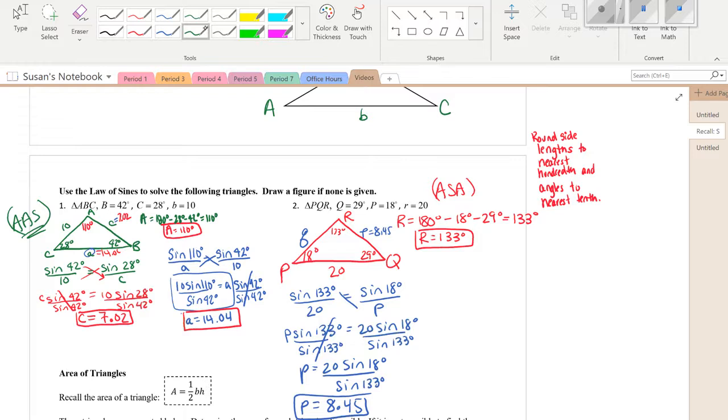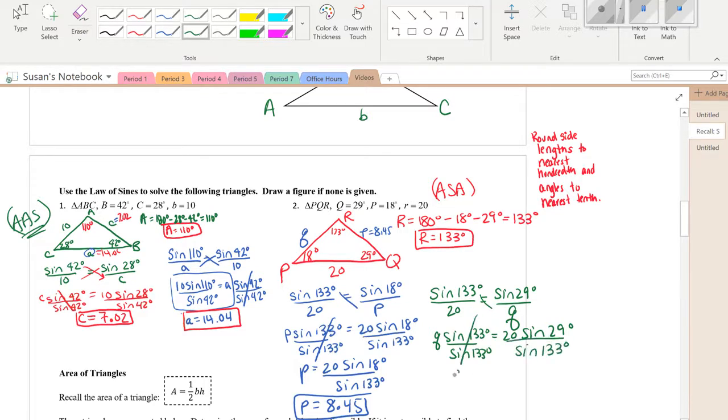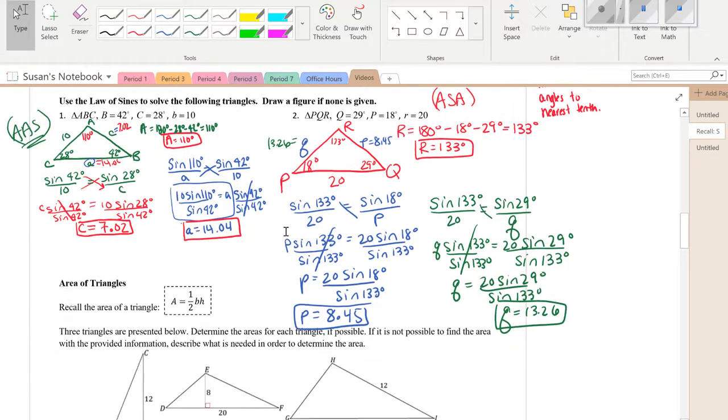And now we can solve for side length Q. So again, the sine of 133 degrees over 20 is equal to the sine of 29 degrees over Q. So cross multiply, and divide both sides by the sine of 133 to get Q by itself. And so Q is equal to 20 times the sine of 29 degrees over the sine of 133 degrees. Then you can plug that into your calculator to get side length Q is equal to 13.26. And now we have all the information for our triangle, all the missing pieces.